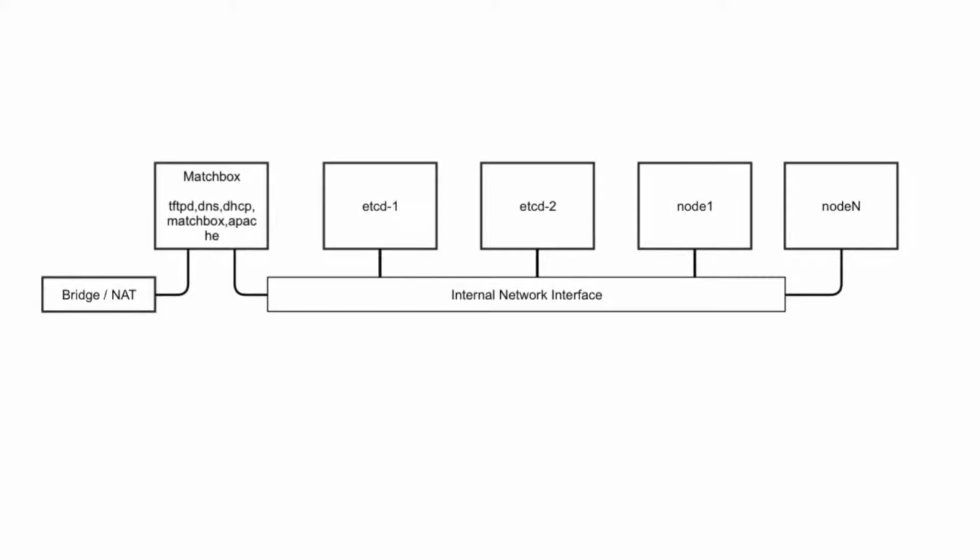Networking-wise, the Matchbox machine has access to the internet and my network going outbound. Then it has a second interface to an internal network, which is where you will find all the other VirtualBox machines. So I basically have DHCP running on that internal network, and as nodes boot up, they will get addresses from that machine.